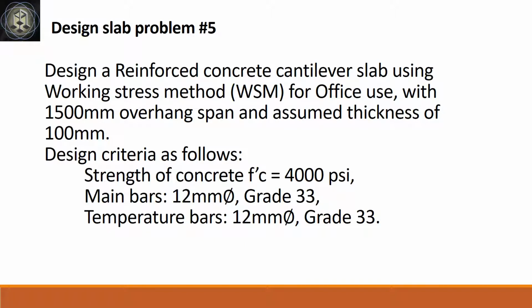Design a reinforced concrete cantilever slab using working stress method for office use with 1500 mm overhang span and assumed thickness of 100 mm. Design criteria as follows: strength of concrete 4000 psi, main bars 12 mm bar grade 33, temperature bars 12 mm bar grade 33.